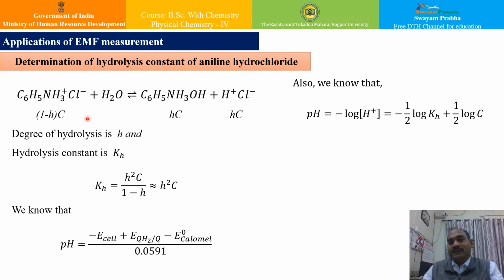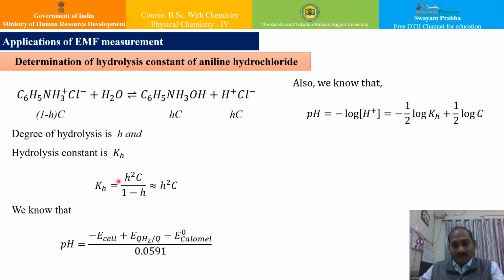using this EMF, I can find out the pH of the solution. We can then build on these obtained quantities and actually determine the hydrolysis constant of aniline hydrochloride. We can take the average over all the different solutions we have prepared and measured, finding different values from the EMF of these cells and taking the average of these values.